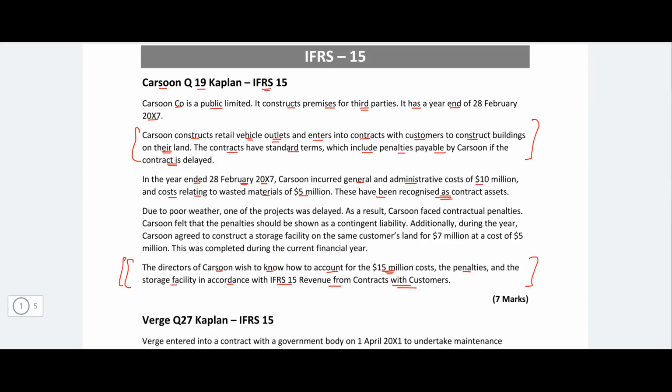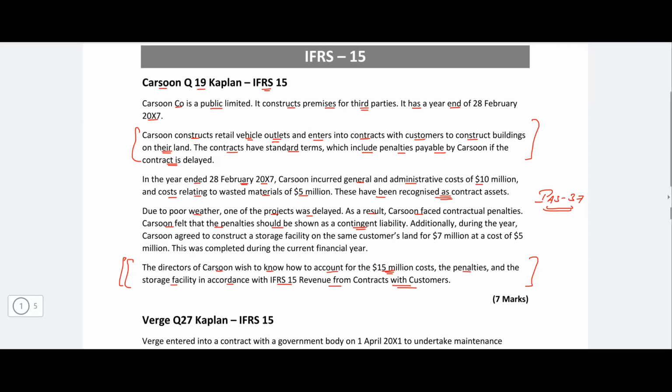Hopefully you remember that. Due to poor weather, one of the projects was delayed. As a result, Carsoon faced contractual penalties. Carsoon felt that the penalties should be shown as a contingent liability. Now, we know that contingent liability is relevant to IAS 37. Although we have not done it yet, you probably remember from your financial reporting exam that if the outflow is probable, then a provision is recorded. If the outflow is possible, then a contingent liability is disclosed.